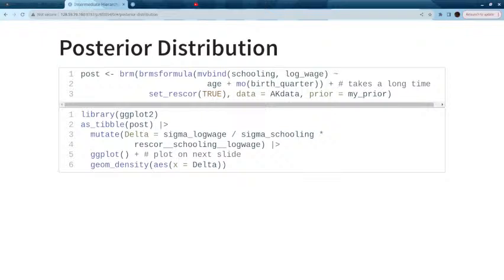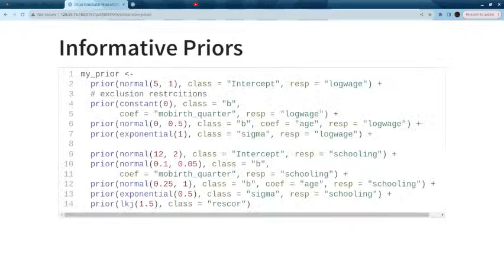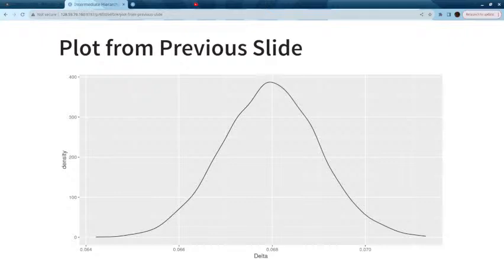And then once we get the draws of sigma for log wage, sigma for schooling, and the residual correlation between those 2 things, we can combine those all together to get a posterior distribution of delta, which is the average causal effect. And that posterior density looks like this. So we get a posterior median around 0.068, and the whole plot ranges from 0.065 to 0.073.